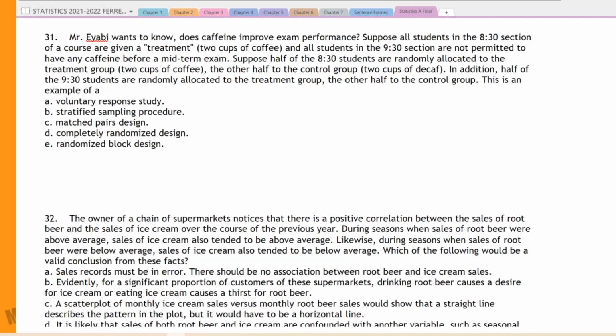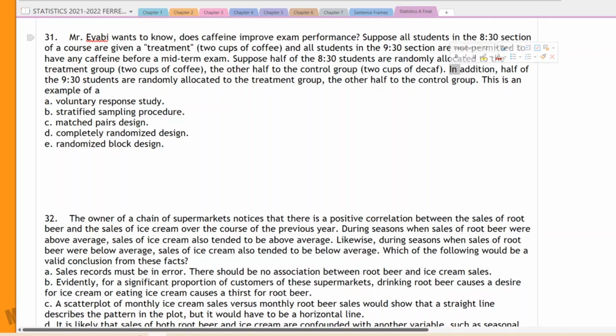Well, this question reads a little bit weird to me because we're saying the treatment is 2 cups of coffee, but then in this sentence right here, we're saying half of those 930 students are also going to be allocated to the treatment group, even though it says that in the 930 group, they're not permitted to have any caffeine before the midterm exam. So I guess that's just before the midterm exam. So what is going on here?